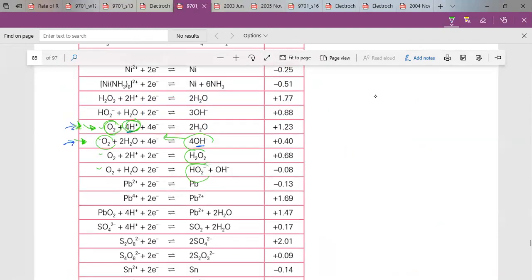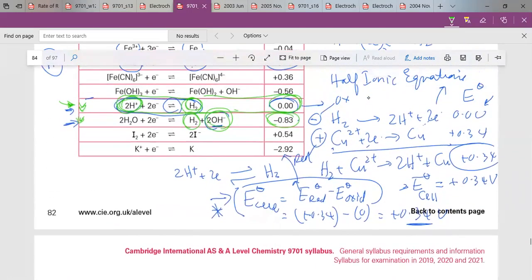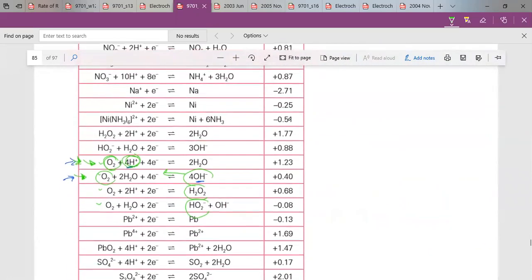Remember, in alkaline conditions, for H2, I told you, you cannot use the acid one anymore. Here it is H2 with 2 OH minus. That means this is the one here, see the voltage difference. So now it is minus 0.83. Now oxygen again. I can't use the acidic one here because it is alkaline. So plus 0.4.